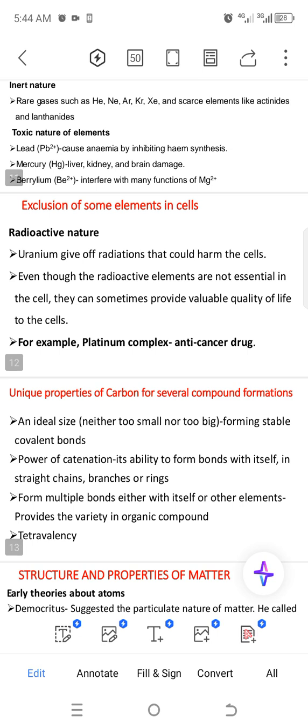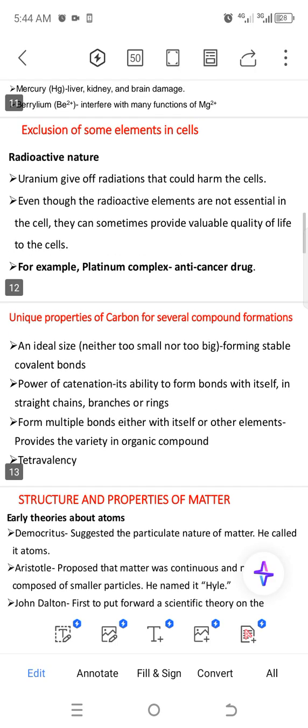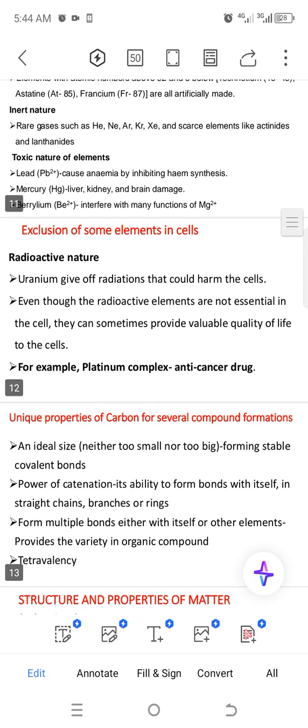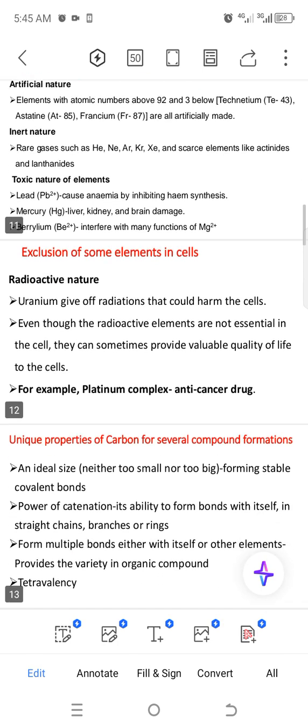And the toxic nature of elements: lead, mercury, beryllium, they are very toxic to some parts of the cells. For example, lead causes anemia by inhibiting enzymes. Mercury causes liver, kidney, brain damage. So when mercury gets into your body, it can lead to liver, kidney, and brain damage. And beryllium interferes with many functions of magnesium. So these were the reason why some elements like these were also not included in the cells.